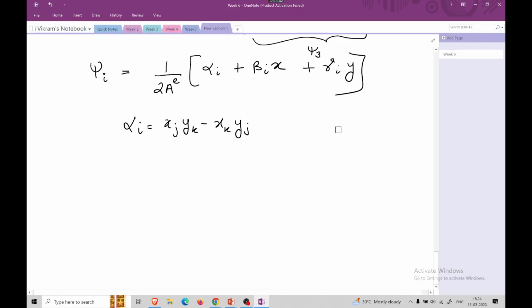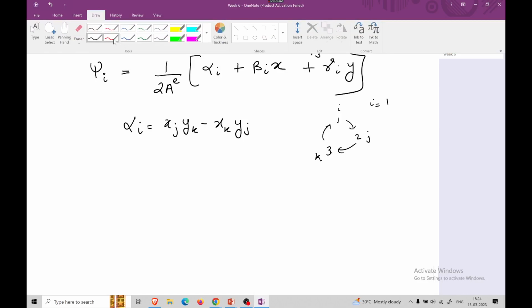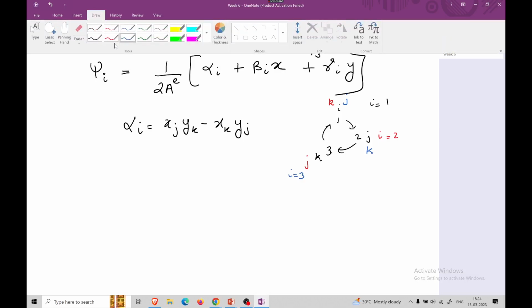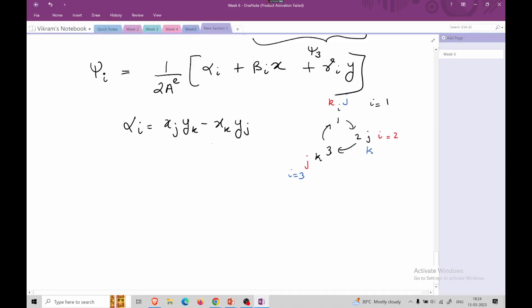Sorry, I will write it like this: 1, 2, 3, correct. It goes in a circular fashion only. If I choose i as 1, my j will be 2 and k will be 3. If I choose i as 2, then this will become my j and this will become my k. And if i is equal to 3, my j will become 1 and k will become 2. So like this we can go cyclically. By this I can represent a general formulation. So alpha is equal to like this.